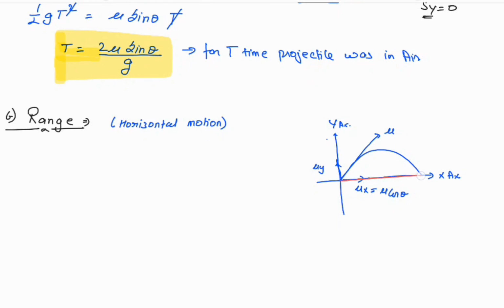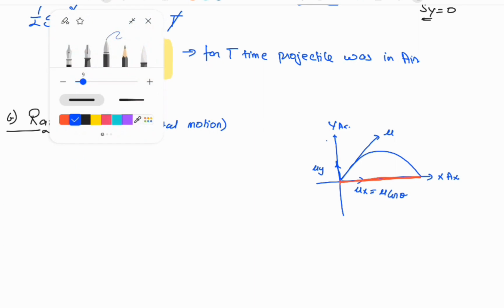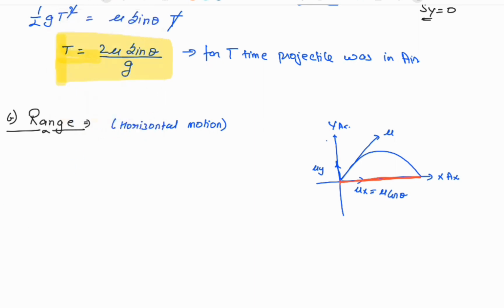This is the range. To calculate the range, I'm going to use the second equation of the horizontal motion in projectile. What is the second equation? S of x is equal to how much?